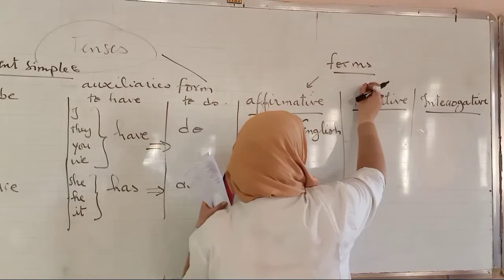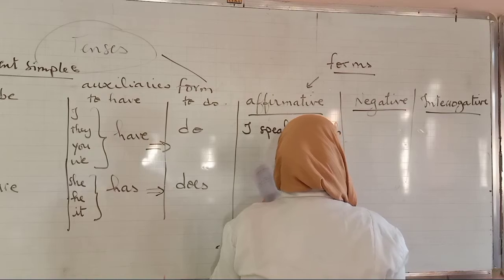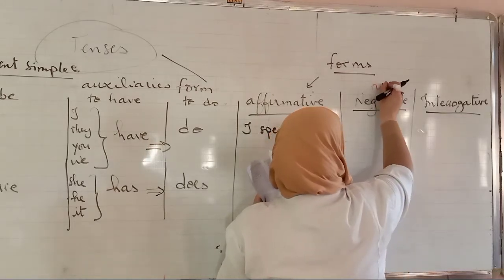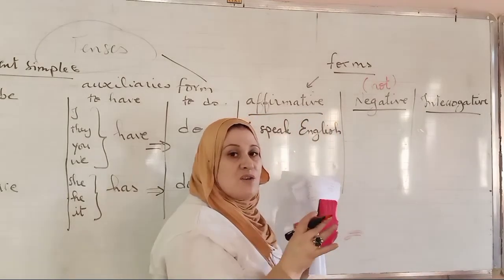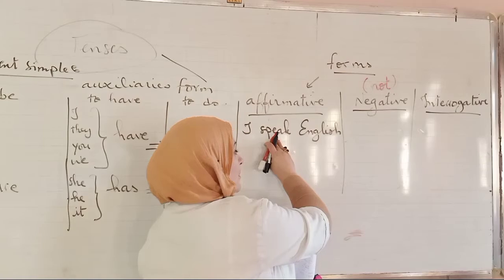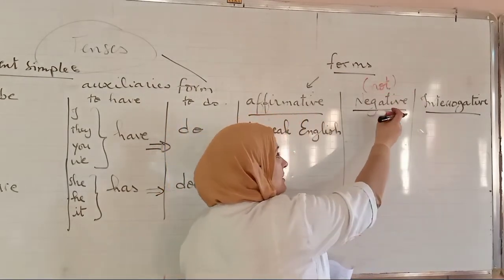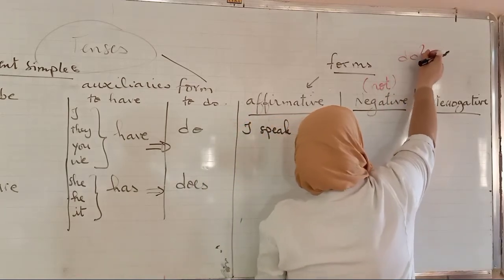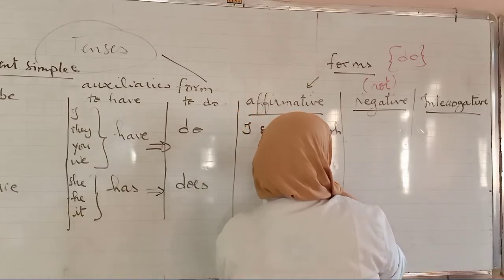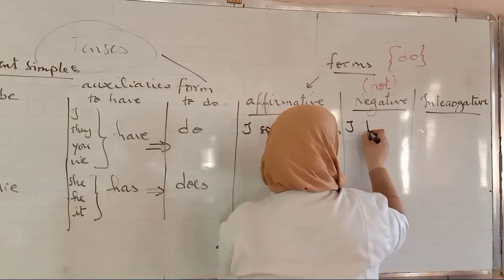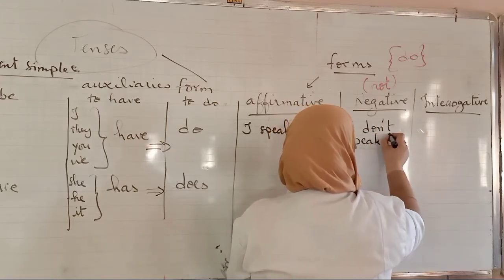If it is negative form, I don't speak English. So for the negative form, I use not. Here I have to use the auxiliary to do. I cannot use the verb alone as it is. So in negative form, I use auxiliary to do. Here I say, I don't or do not speak English.